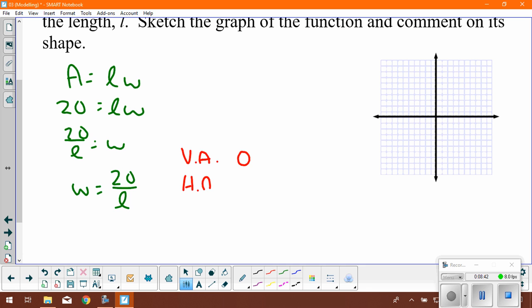What is my horizontal asymptote? Well, again, if I think about what happens as L gets really, really large, you're going to have 20, a constant, divided by a very big number. For this idea of substituting infinity, I'm just going to have 20 over infinity. Well, that goes to 0. So my horizontal asymptote is also 0.